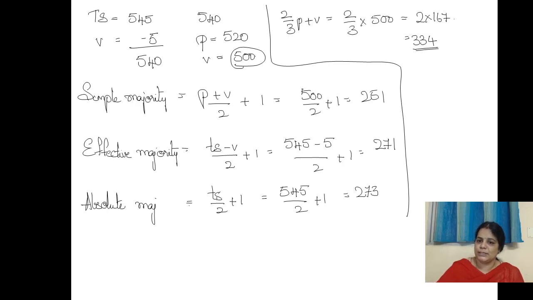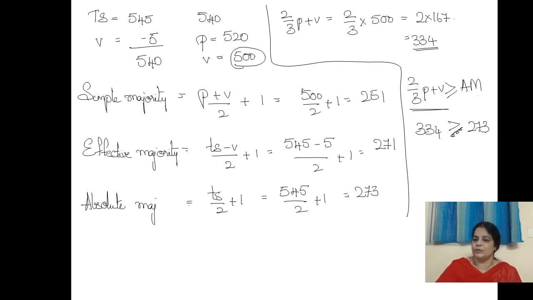Now do you notice that it is more than that? Now what happens in 2/3 present and voting is greater than or equal to absolute majority is, apart from ensuring that you get at least these many votes or more than this, you should also ensure that this 2/3 present and voting, which is 334, is at least greater than or equal to absolute majority, which is 273. Here the condition is fulfilled because 334 is greater than 273. So 2/3 present and voting should be greater than or equal to at least 273.